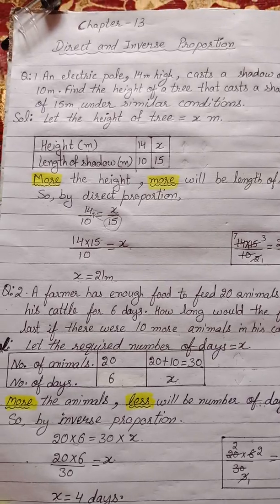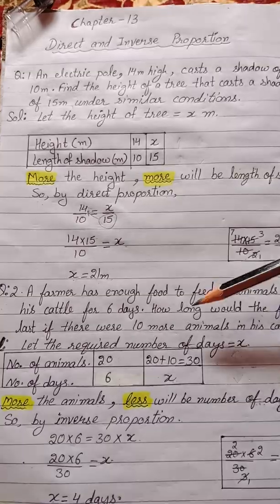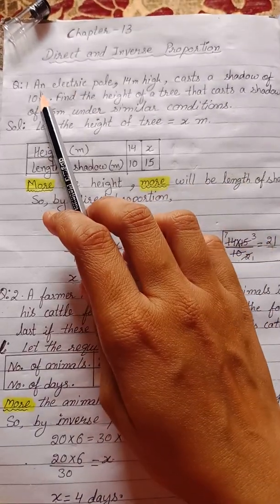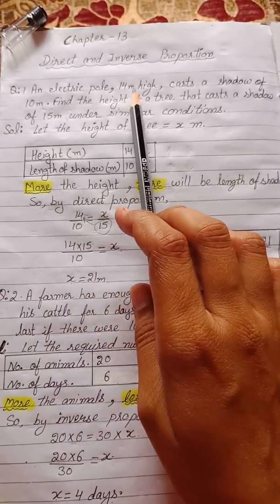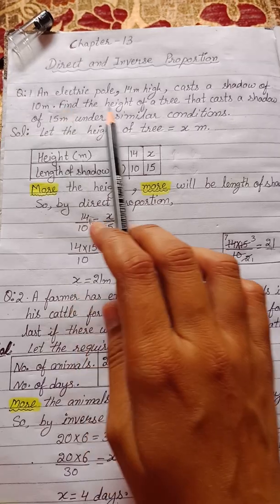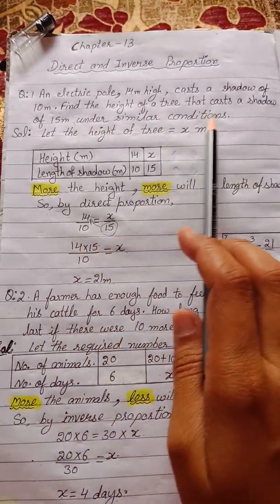Good morning students. In this video today we will learn how to simplify the problems related to direct and inverse proportions. So let's move to our first problem: an electric pole 14 meters high casts a shadow of 10 meters. Find the height of the tree that casts a shadow of 15 meters under similar conditions.